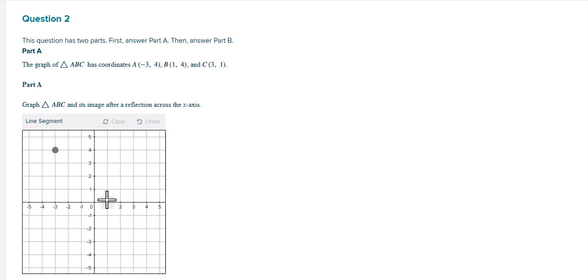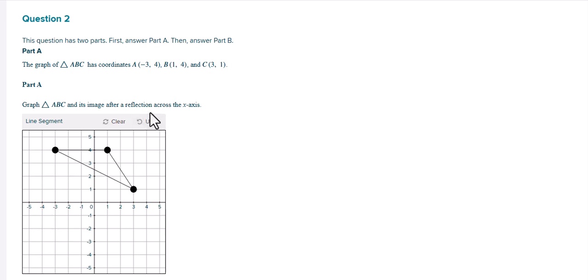B is (1, 4), so right 1, up 4: 2, 3, 4. And yes, they should be at the same height, because (-3, 4) and (1, 4). Okay, that's good. And then we got C is (3, 1), so right 3, up 1. And I need to connect that dot to this guy. I also need to connect this dot to A. And there is my triangle for the original figure ABC.